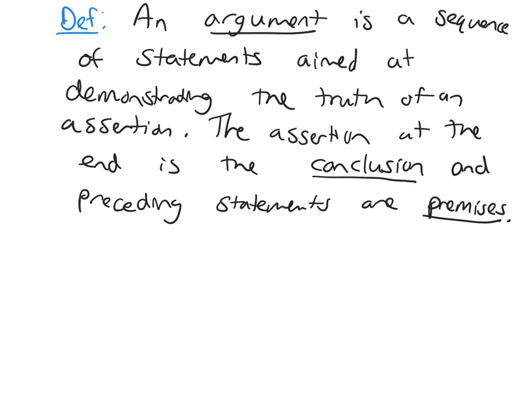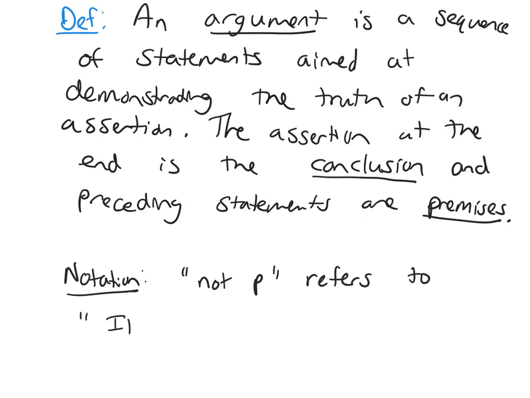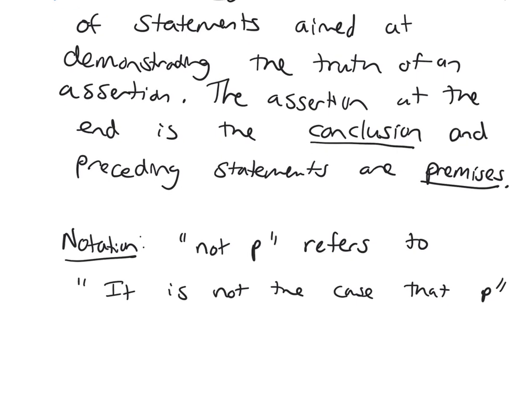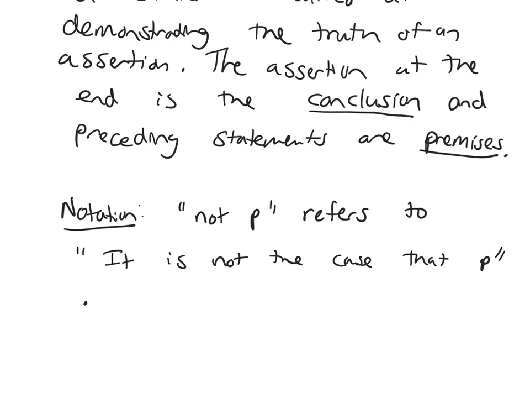So now we're going to use some notation. When I say not P, what is this going to refer to? It refers to the statement, it is not the case that P, whatever P is. And if I use the symbol with these three dots here, this means therefore.